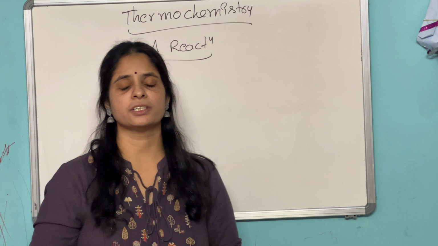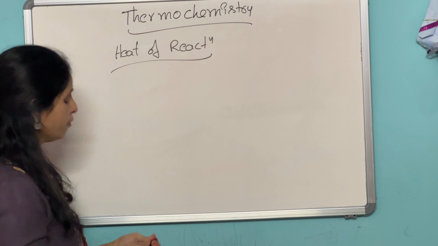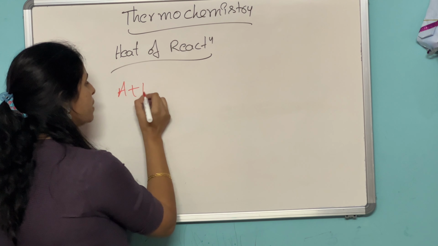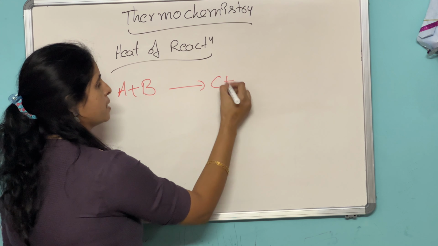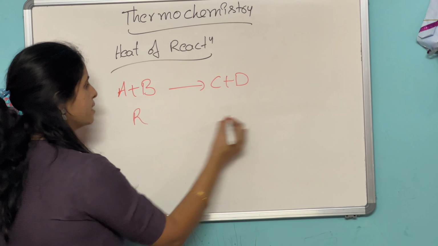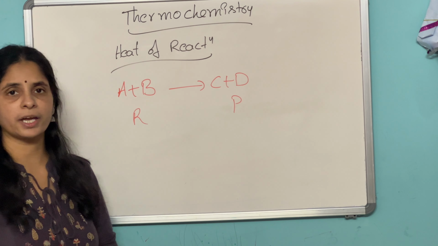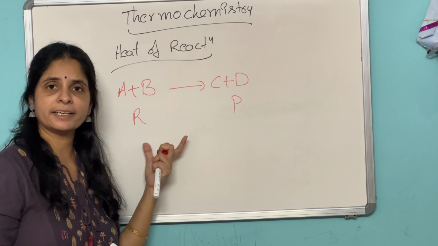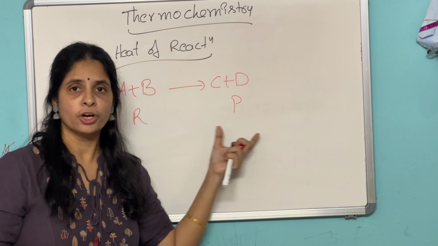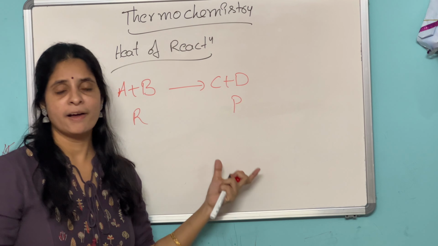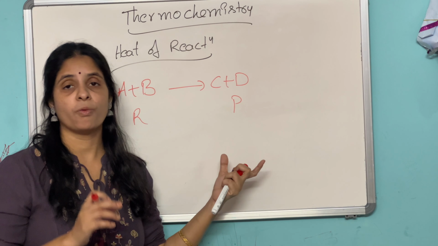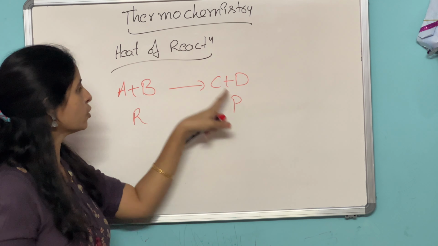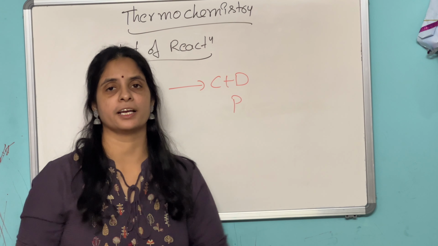Heat of reaction means, for example, let us consider any chemical reaction. Let us take A plus B gives C plus D. Here these are the reactants and these are the products. During this chemical reaction, while the reactants are converted to products, the heat change, that heat change is nothing but the heat of this particular reaction or any particular reaction.